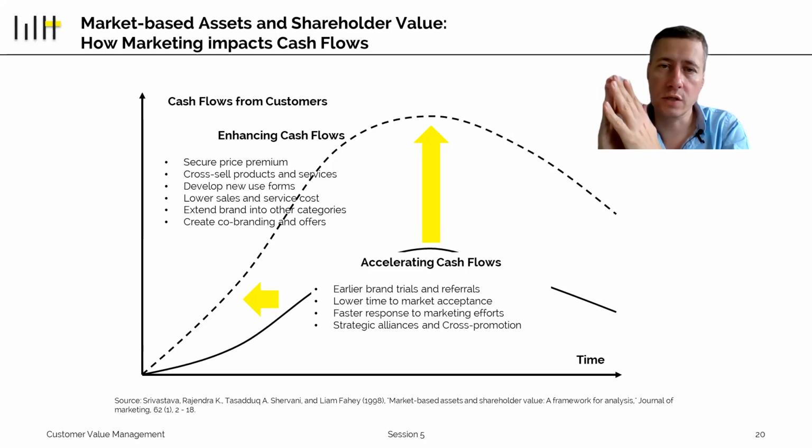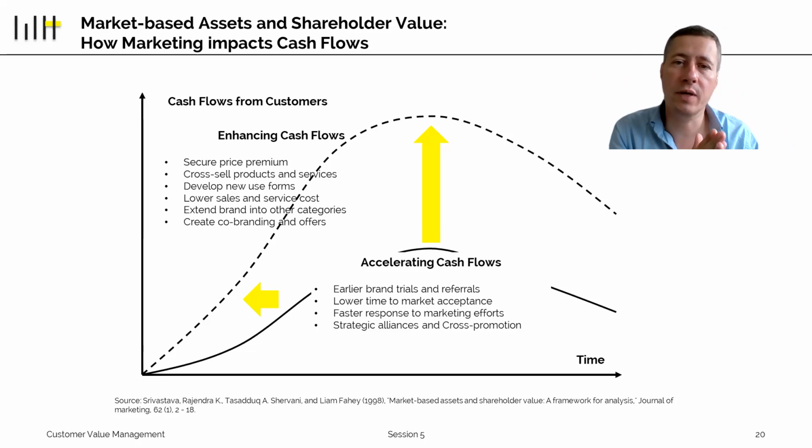But it also pushes the curve slightly to the side because it can accelerate cash flows. If you have a very strong brand, then consumers may be more likely to buy a new product earlier and brand trials can be accelerated. If we use referral reward programs that we discussed in session 2, we get the customers sooner, and again, our cash flows get accelerated.